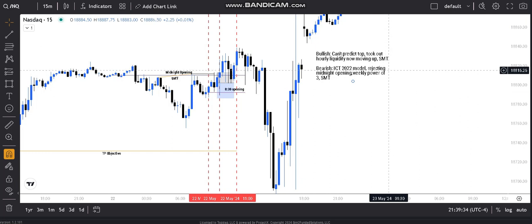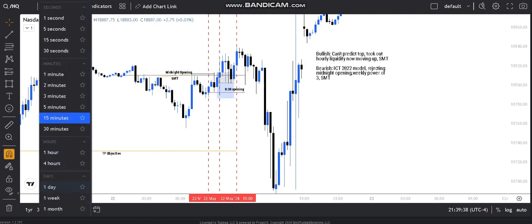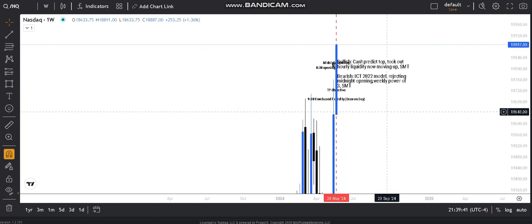And then after that, we have weekly power of 3 because the weekly, as you can see right here, hold on one second. The weekly range has just been going up.